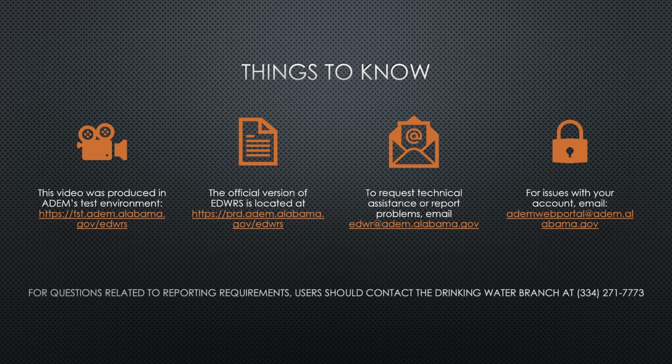To request technical assistance or report problems with the application, email edwr@adem.alabama.gov. For issues with your account, email ademwebportal@adem.alabama.gov. For questions related to your reporting requirements, users should contact the Drinking Water Branch at 334-271-7773.